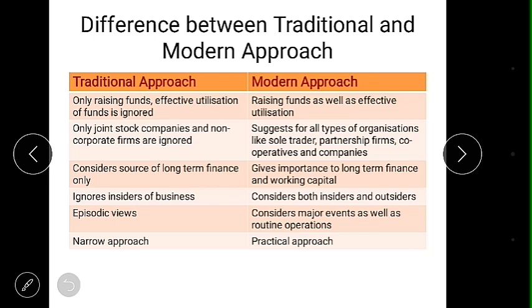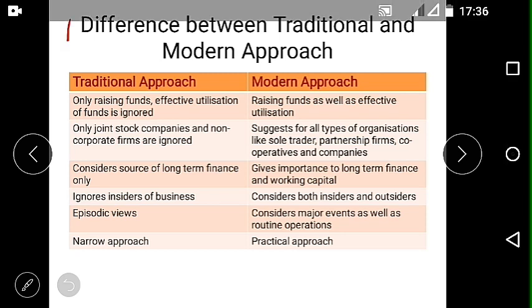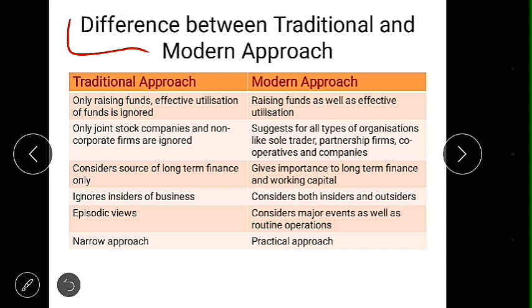Now we'll understand an answer of very important question which may be asked in examination. Difference between traditional and modern approach. So traditional approach, only raising funds, effective utilization of funds is ignored. That we already understood, so it will be little easy for you to understand the difference between traditional and modern approach. It's a very important question, friends. Raising funds as well as effective utilization.